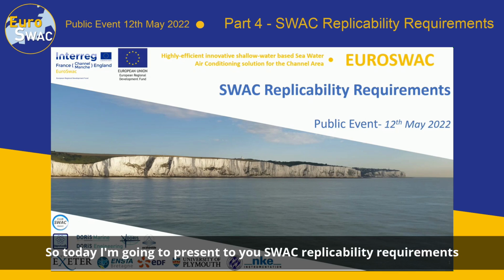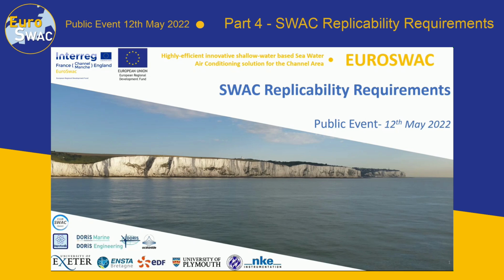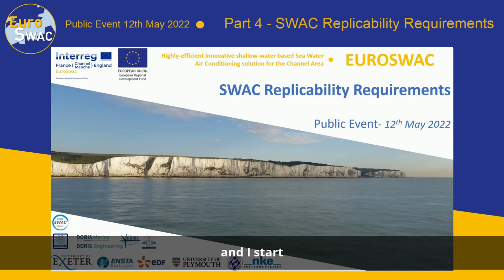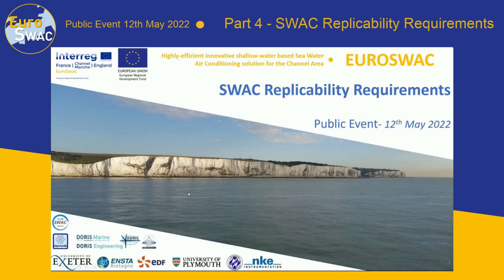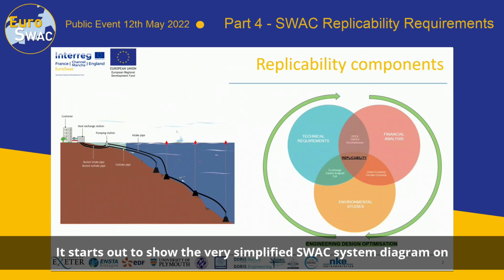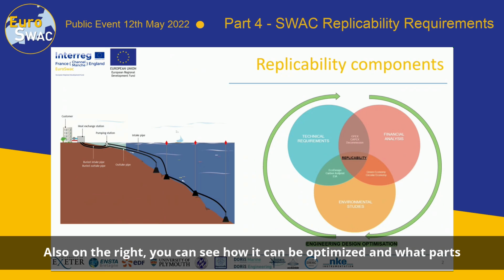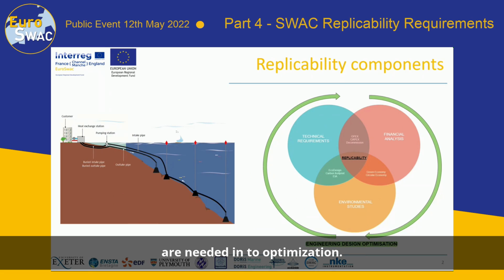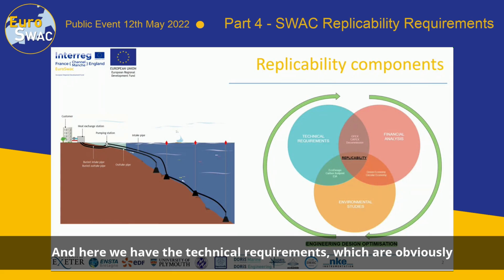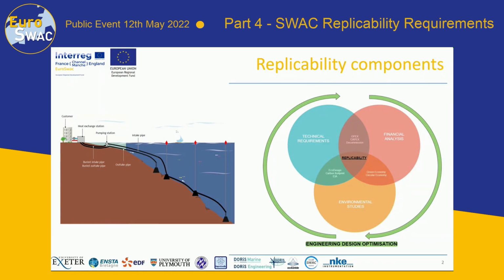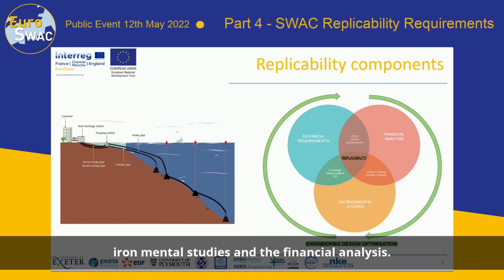Today I'm going to present to you SWAC replicability requirements. I start by showing the very simplified SWAC system diagram on the left here. So these are all components needed for the SWAC design. Also on the right, you can see how it can be optimized and what parts are needed in optimization. And here we have the technical requirements, which are obviously probably the most important ones. Then we have the environmental studies and the financial analysis.